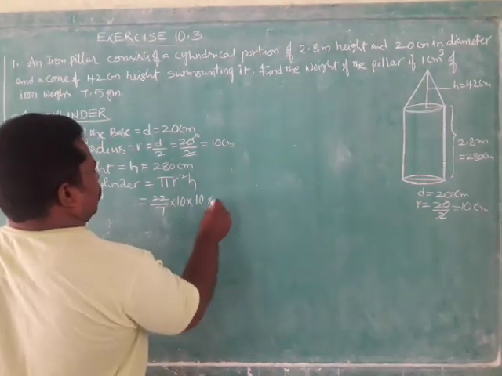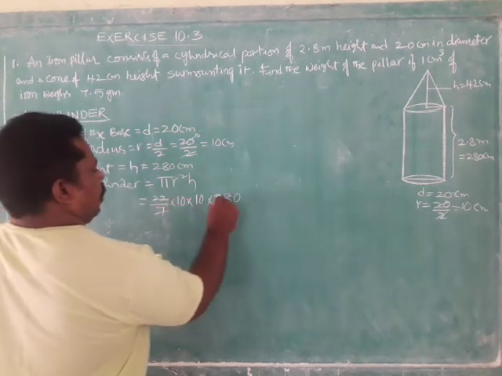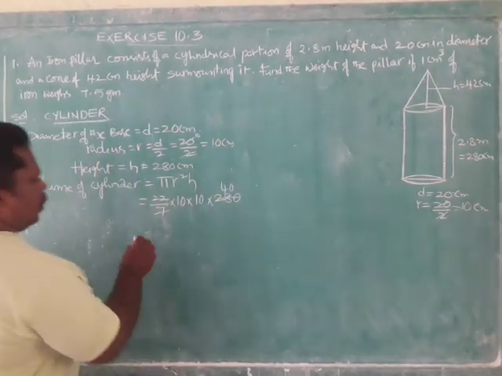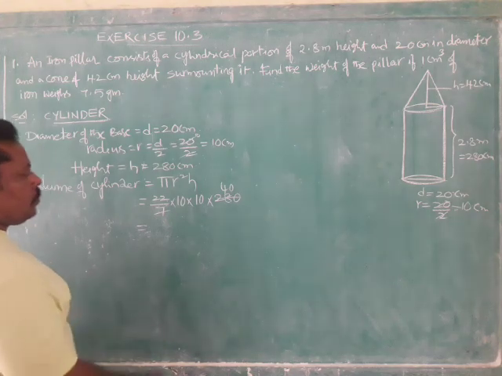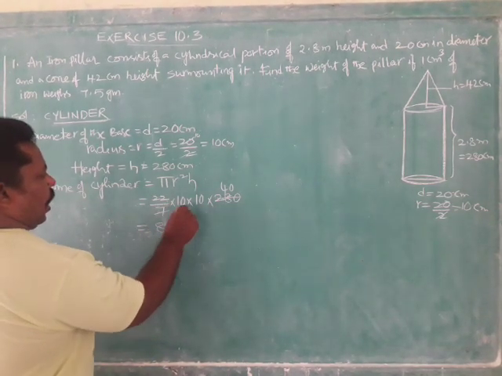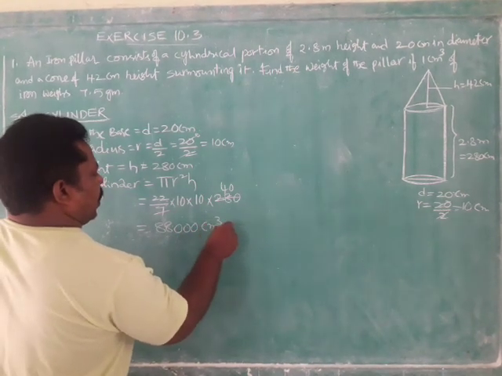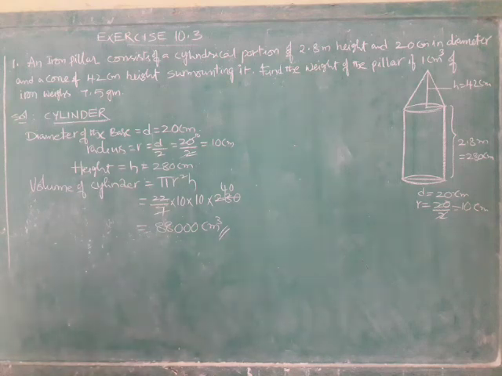The H value is 280 centimeters. 7 times 40 cancels. Now see, children, 4 2s are 8, 4 2s are 8, 88 after 3 zeros. 88,000 centimeter cube. That is the volume of the cylinder.